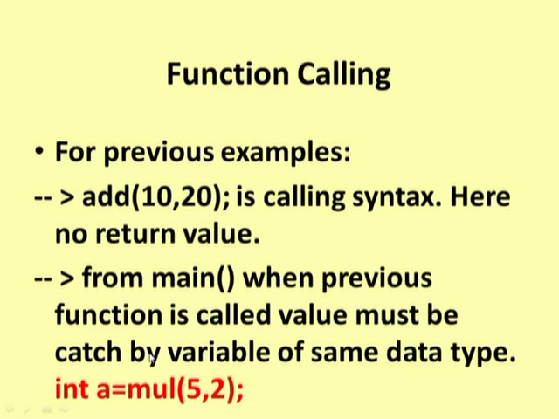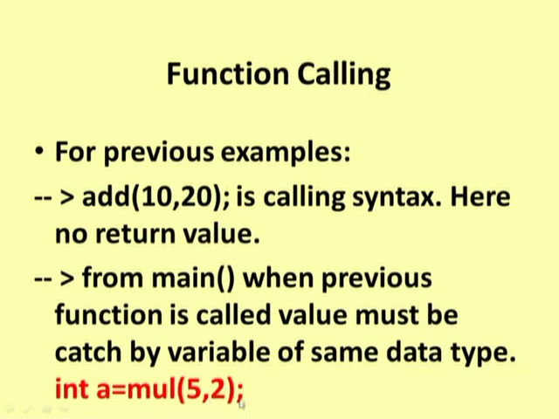In the previous slides we wrote two functions. One is add, which does not return a value, and the second one is mul, which returns a value. Now when we call the multiplication function, what we have to keep in mind is written here in red color. So here I call the mul function, which takes two parameters. First is the integer value 5, second is the integer value 2.